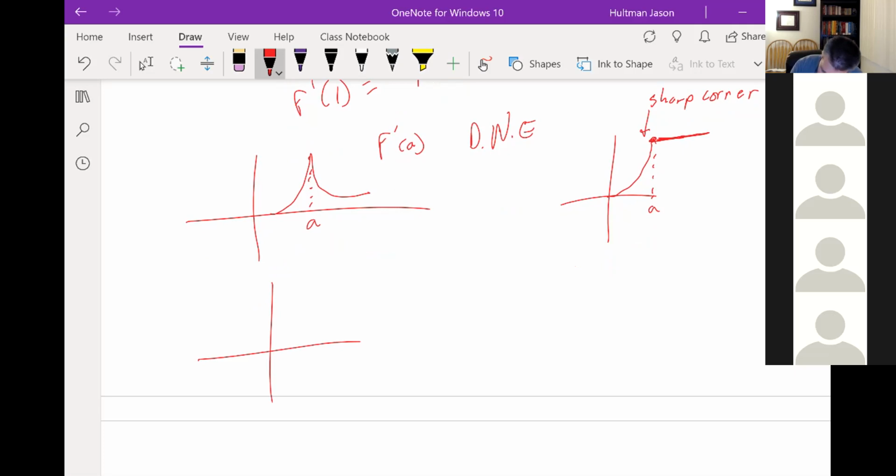What's another one? Again, this one's kind of interesting. Why does that have no derivative at A? Because the slope of the tangent line is undefined. F prime of A is undefined. Therefore, f prime of A does not exist.